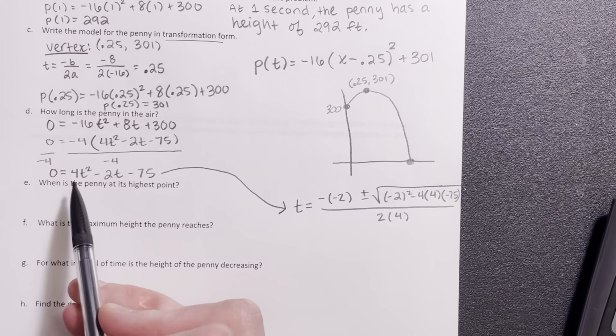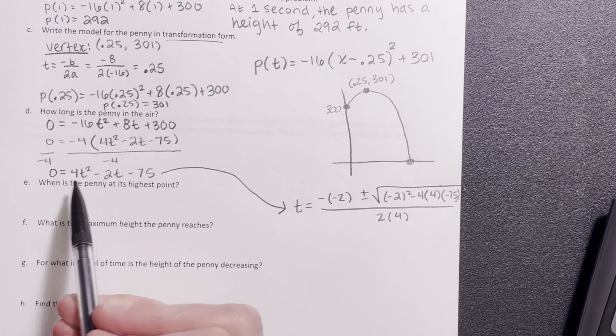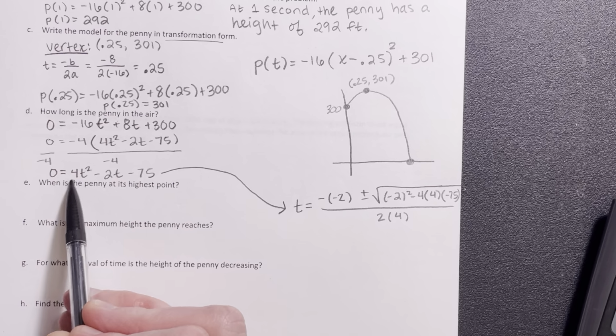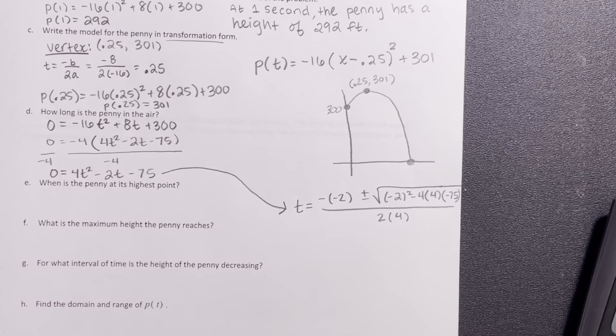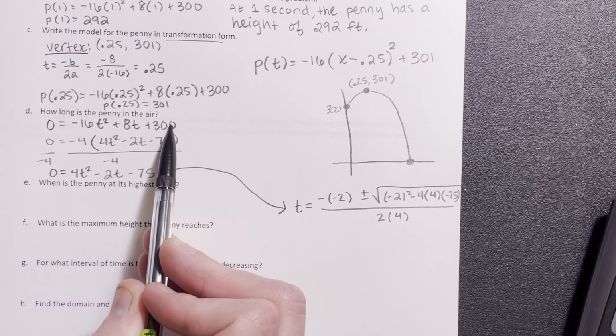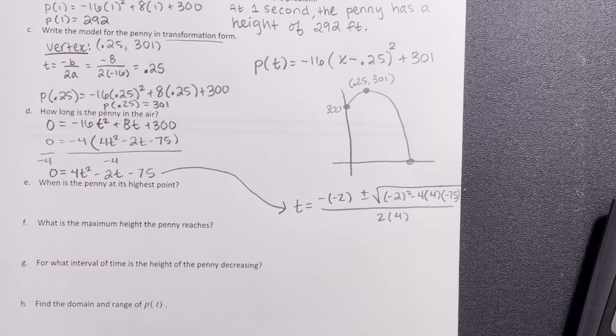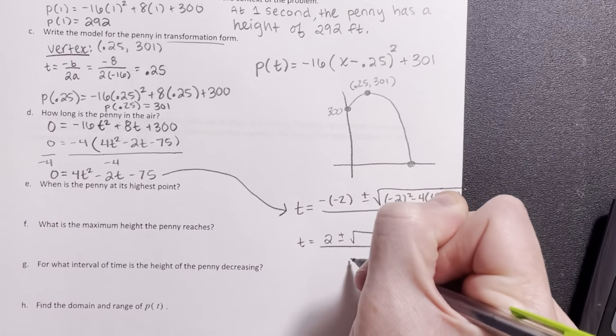Now this problem, I have reduced these numbers because I divided out that -4. So my a that I'm using is +4, b is -2, and c is -75. This would still work if you had used your original a, b, c. Your values in the quadratic formula would just be larger, but eventually would need to be reduced down. So I get +2 plus or minus the square root of something divided by 8.